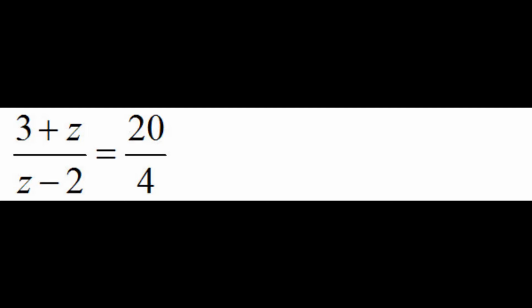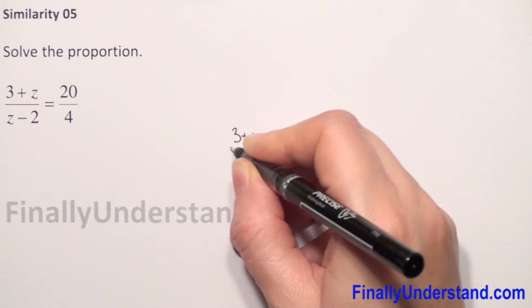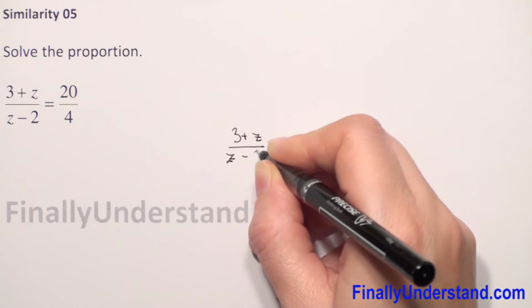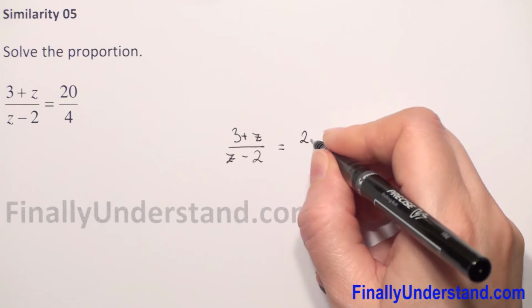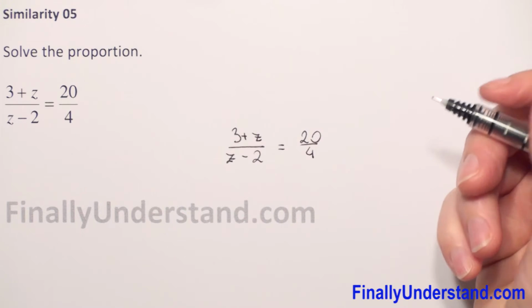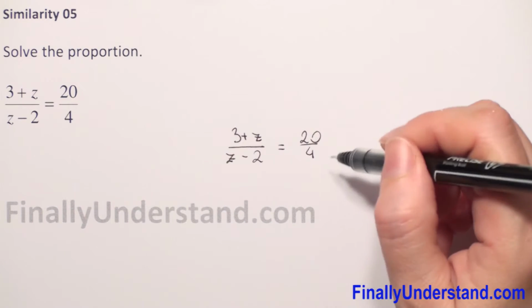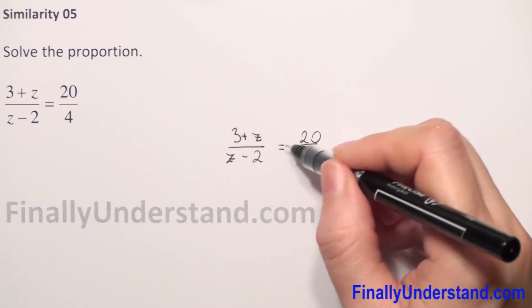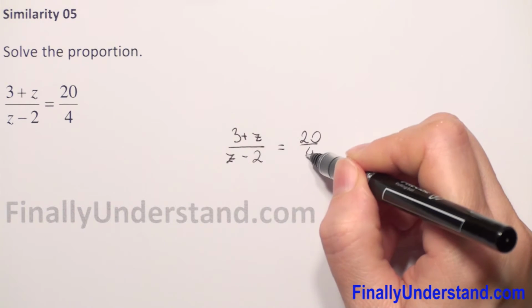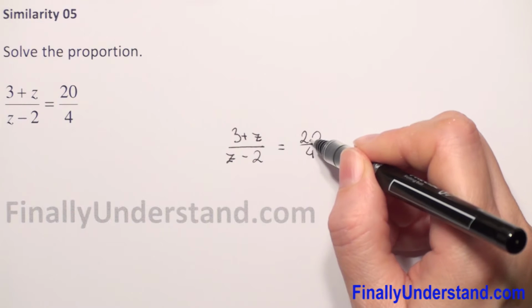We have a proportion. Let me copy our example. We have (3 + z) over (z - 2) is equal to 20 over 4. How can we solve this proportion? First, when we have a proportion, we always cross multiply: numerator times denominator, denominator times numerator.